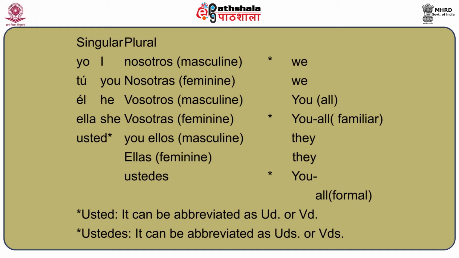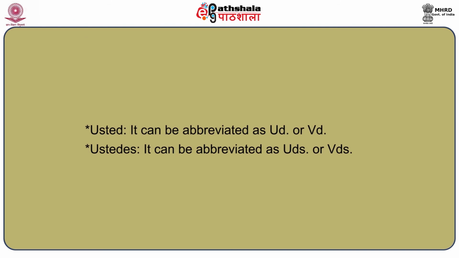Same rule applies for vosotros and vosotras. So vosotros, males or males and females, and vosotras, only females. And you must pay attention that usted and ustedes can be abbreviated also. So in the text that you read, at times they will just write usted as Ud. or Vd., and ustedes will be abbreviated as Uds. or Vds.